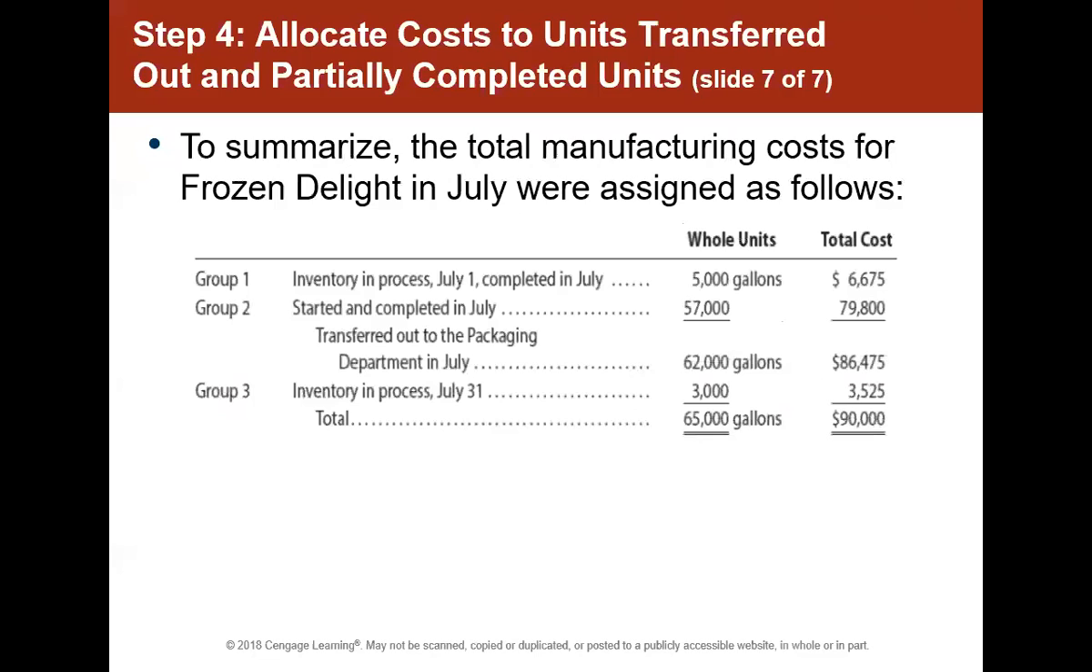When we finish assigning costs, we add up all three groups: beginning inventory, started and completed, and ending inventory. We've assigned the full $90,000 worth of product costs for the period. That's always your checkpoint. You want to add up all your total production costs, and when you're done assigning based on equivalent units of production, your total cost should be the same. Any questions there?